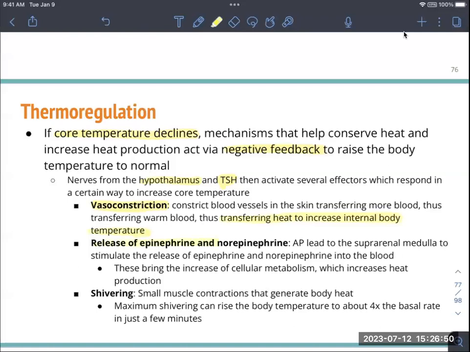We release epinephrine and norepinephrine. This brings an increase in cellular metabolism, and the increase in cell metabolism increases the amount of heat that is produced. Then there's shivering. Every time you contract a skeletal muscle, it generates heat. Maximum shivering can raise your body's heat production to about 4 times the basal metabolic rate within minutes.